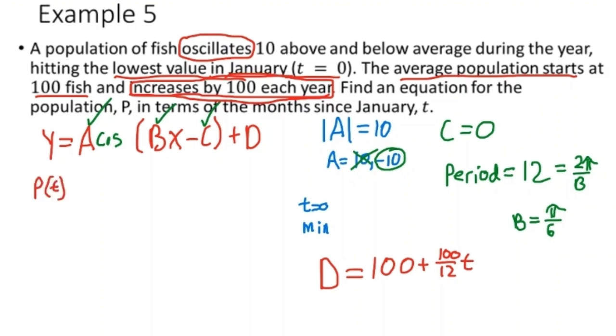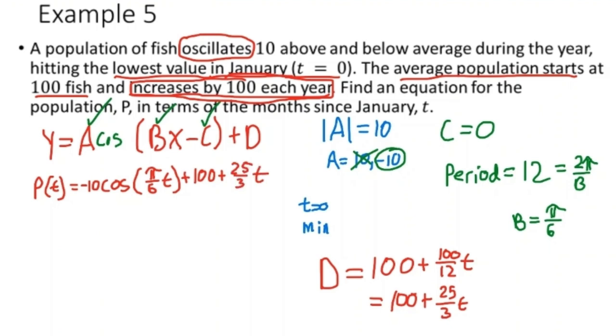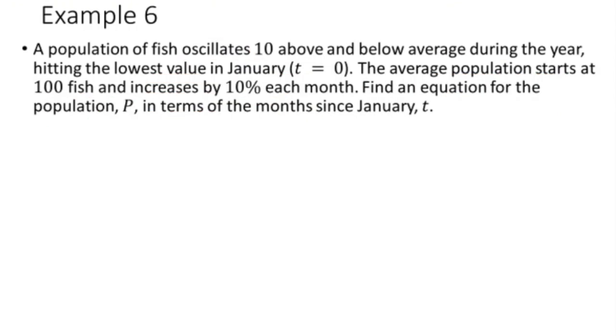P of T, our population, would equal our choice of A, negative 10, cosine, our choice of the trig function, times B, which is pi over 6, T. C was 0, plus our equation for D, 100 plus, and we could reduce that 100 over 12, which was 25 over 3. 100 plus 25 over 3T. So our model for the population is P of T equals negative 10 cosine pi over 6T plus 100 plus 25 over 3T.